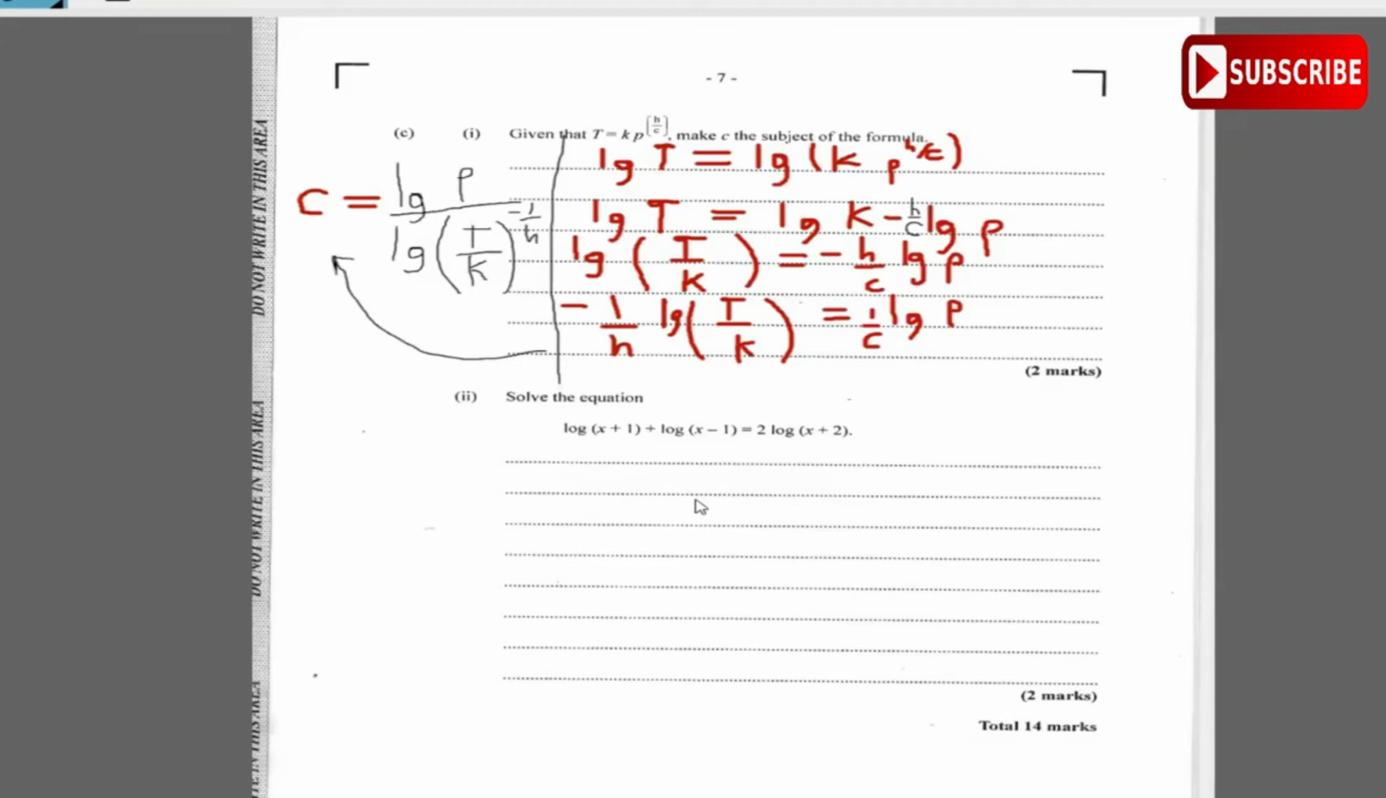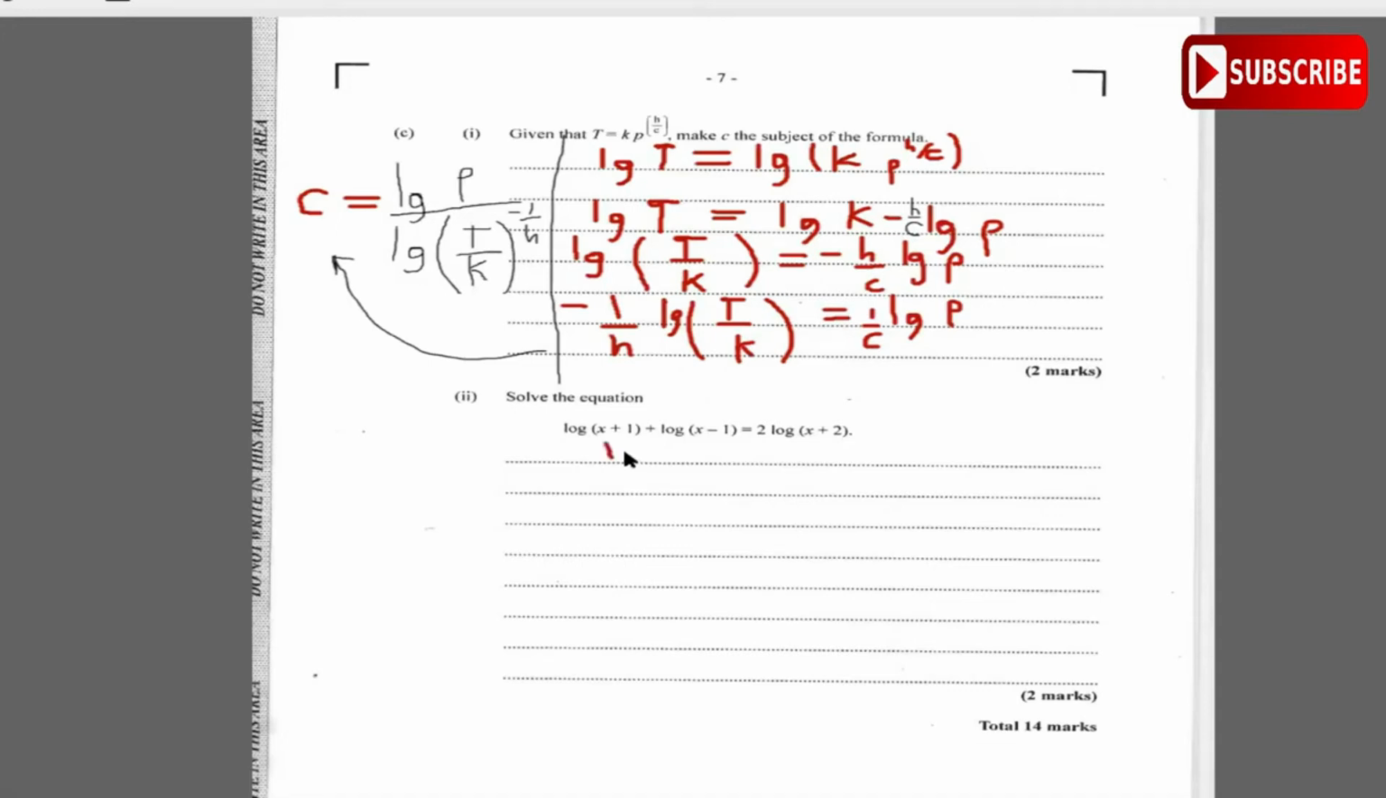Now let's look at this part of the question. They say the log of x plus 1 plus the log of x minus 1 is equal to 2 log x plus 2, and find what is x. That's what they mean when they say solve the equation. To solve this equation, you need to make x the subject, or find x.